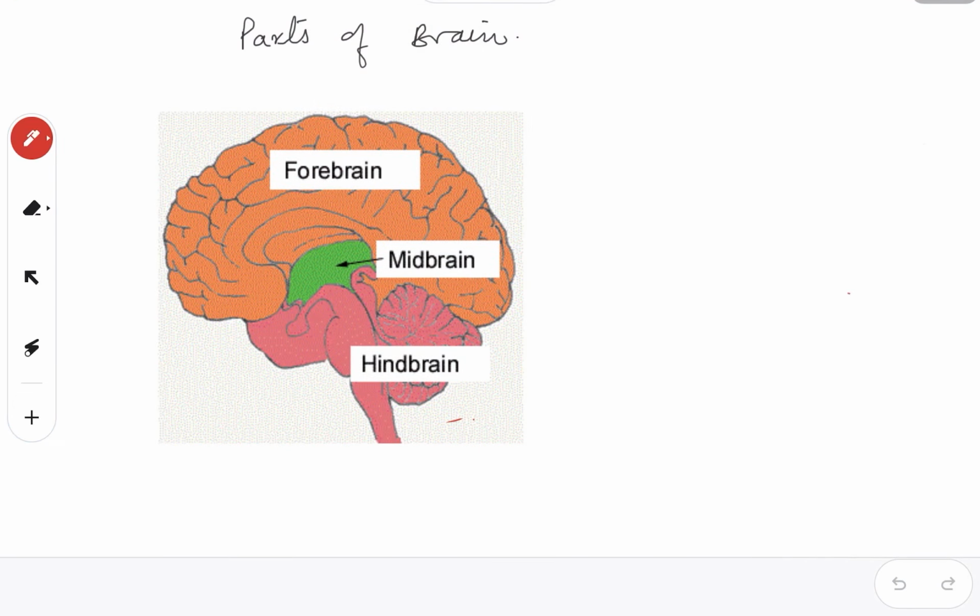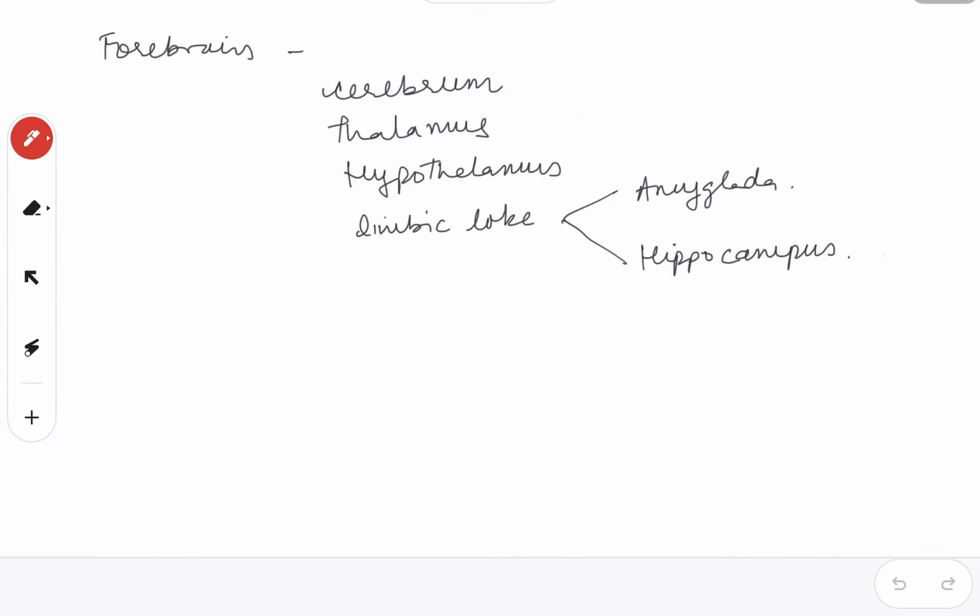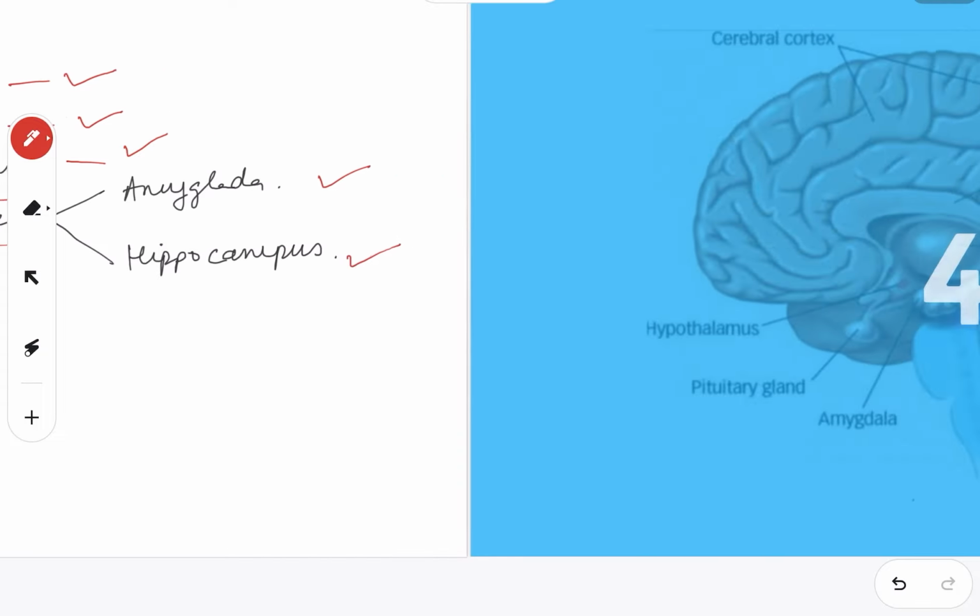The brain can be divided into three parts: forebrain, midbrain and hindbrain. Midbrain is the smallest part of the brain. Now there are various parts of the forebrain. You have to study each with their functions. The first is the cerebrum, then thalamus, hypothalamus, then the limbic lobe, which has two more parts, amygdala and hippocampus.